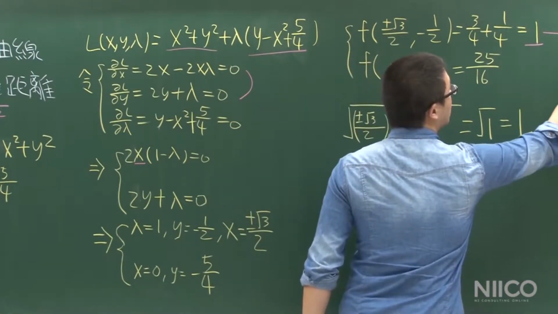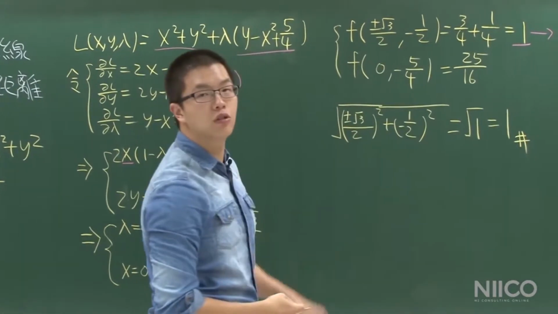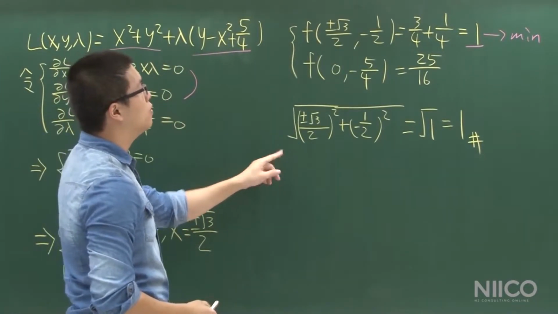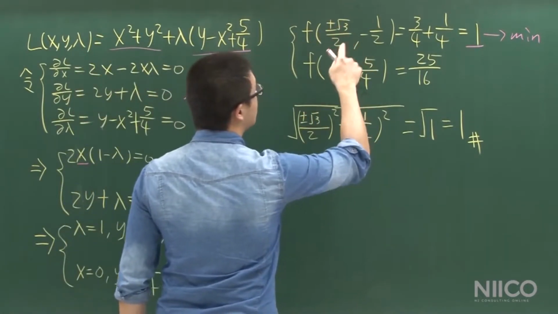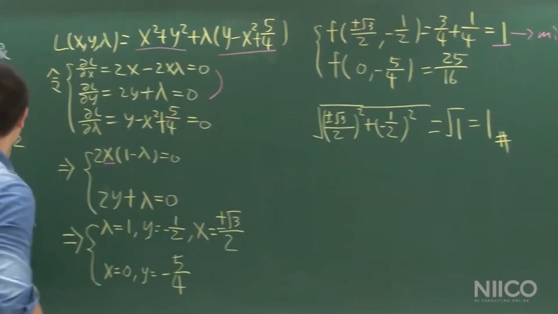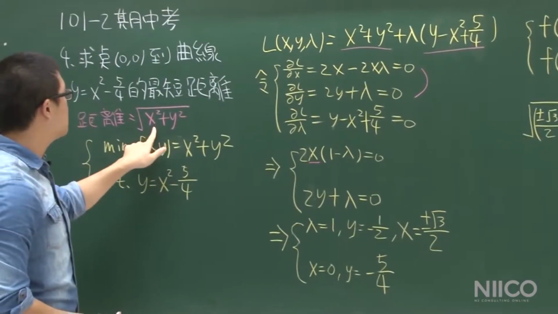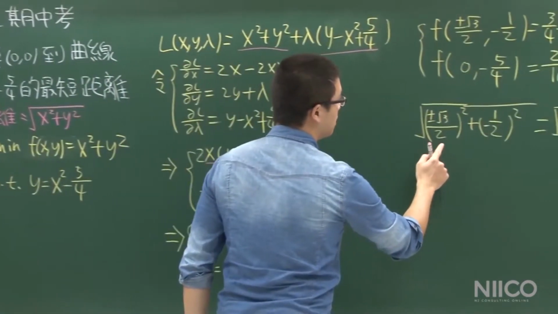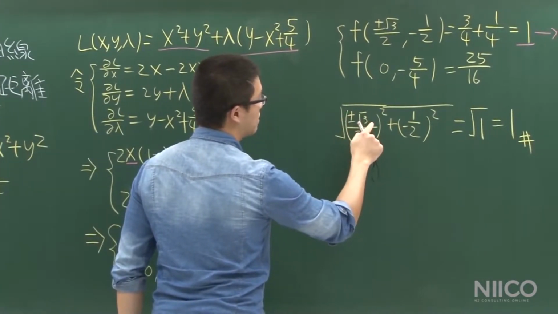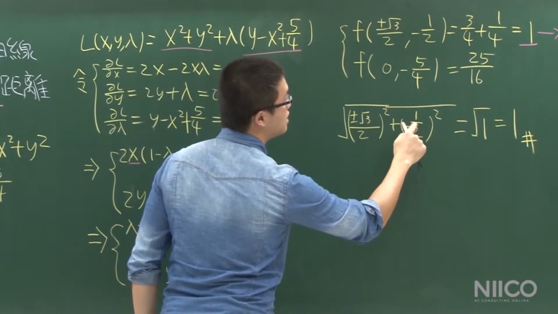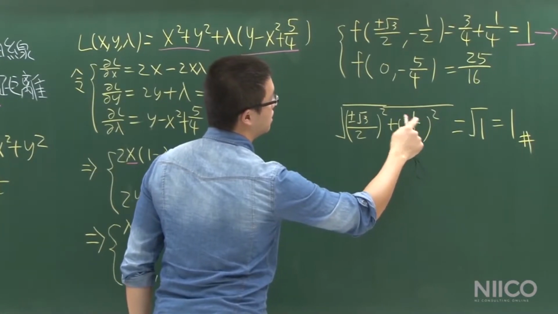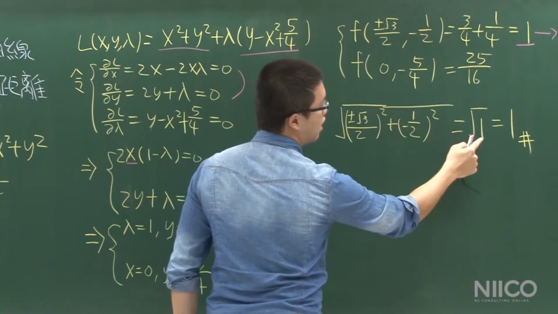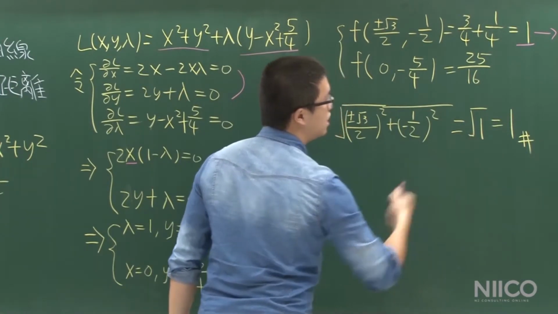And when x equals 0 and y equals negative 5 over 4, we see that f of 0 and negative 5 over 4 is 25 over 16. So the first solution is the correct answer because it is definitely the minimum. So let's substitute our solution, x equals positive and negative square root of 3 divided by 2 and y equals negative 1/2, into our distance, the square root of x squared plus y squared. And the answer is just 1.